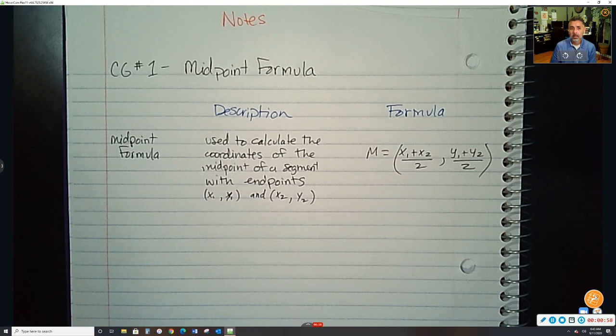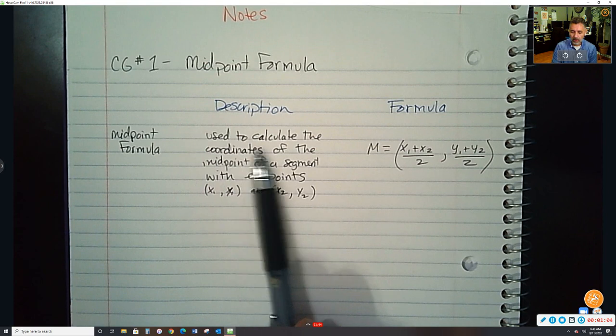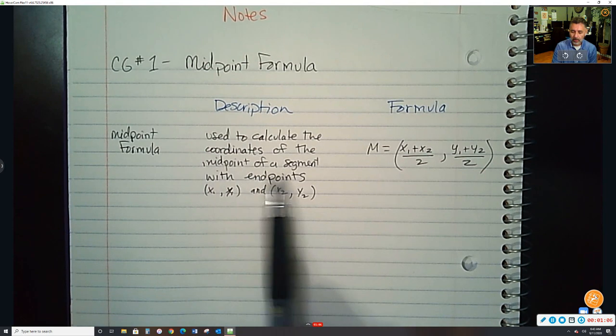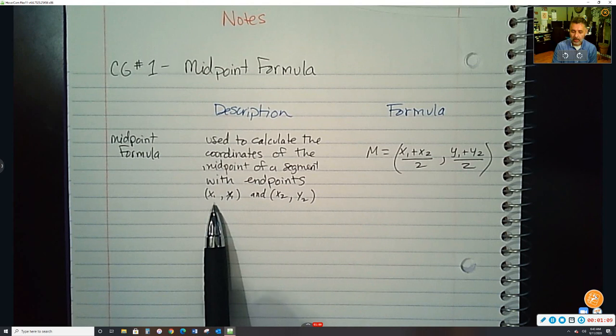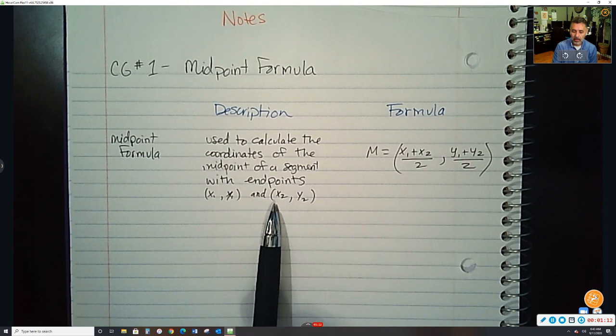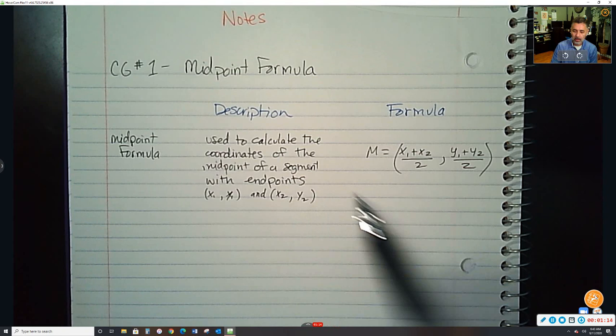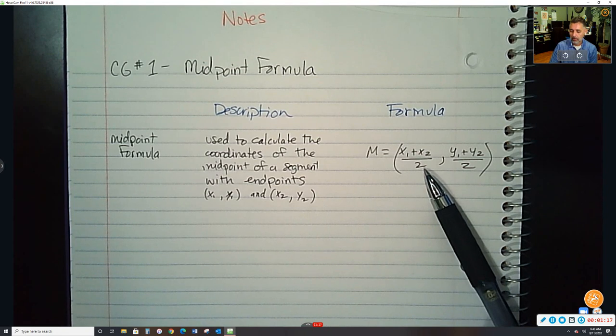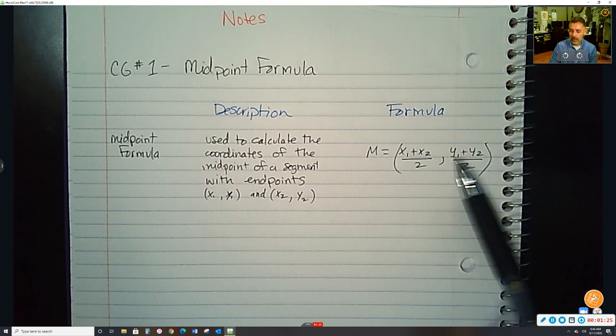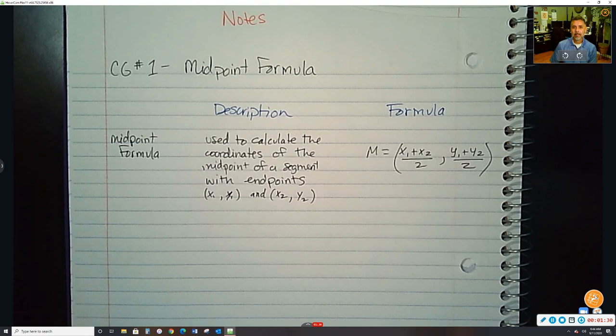There's the formula. It's used to calculate the coordinates of a midpoint of a segment with endpoints x1, y1, and x2, y2. I think it's pretty simple. You just need to take the two x values, add them, and divide by 2. Take the two y values, add them, and divide by 2. I'll leave that up for a second. If you need time, push pause. I'm going to turn it over to do some examples.